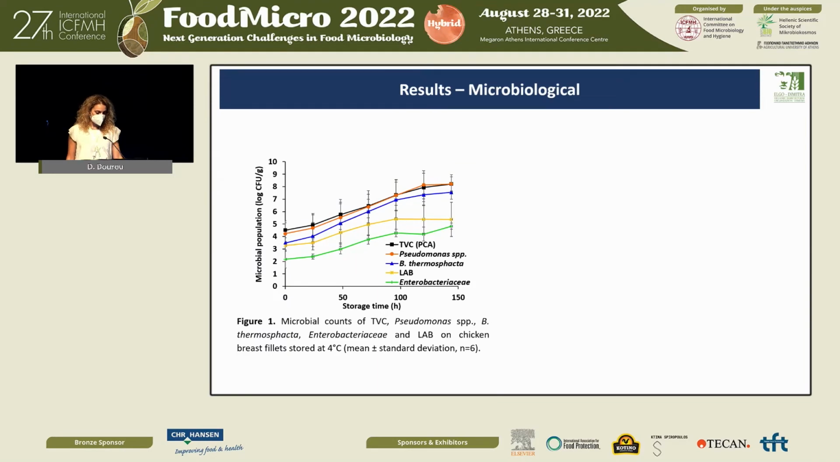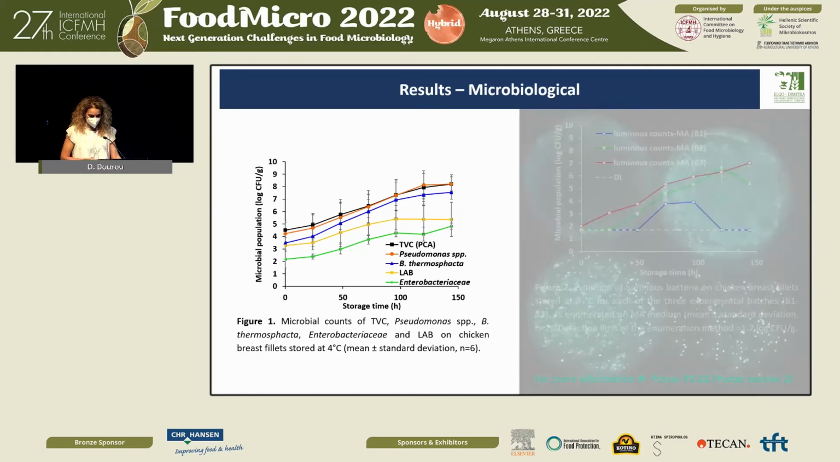And in this figure, we can see the microbial evolution during storage of the main spoilage microbial groups. As expected, Pseudomonas were the dominant flora, with the orange line, and Brochothrix thermosphacta followed very closely. Lactic acid bacteria and Enterobacteriaceae remained at lower levels.